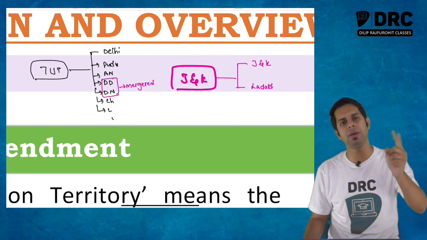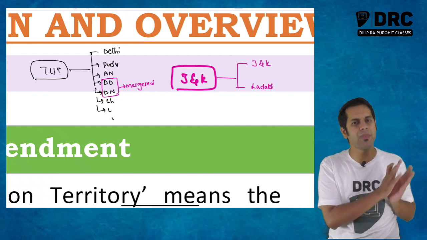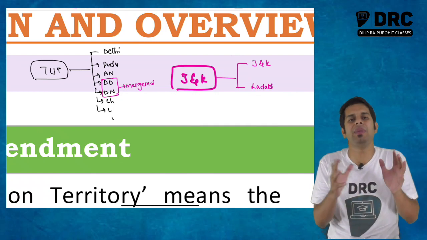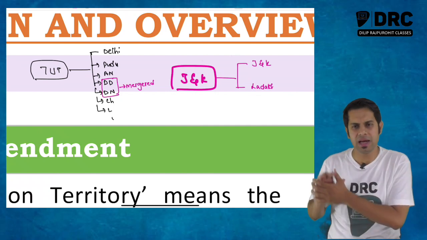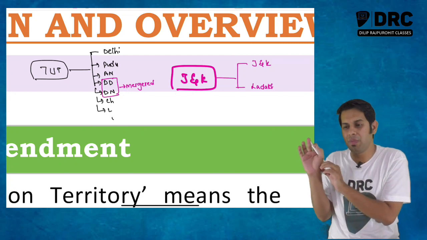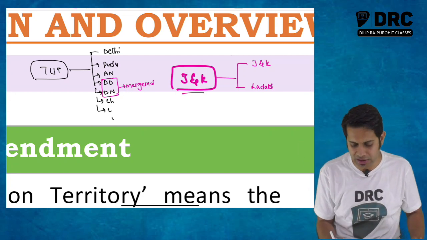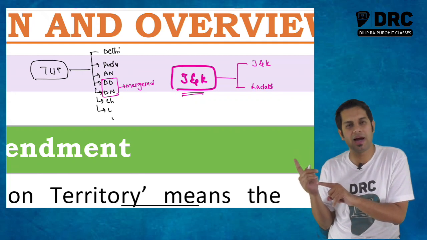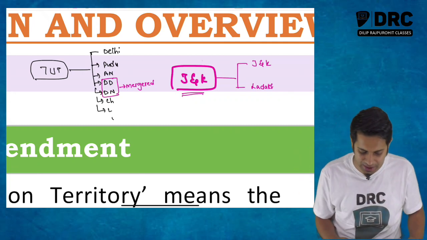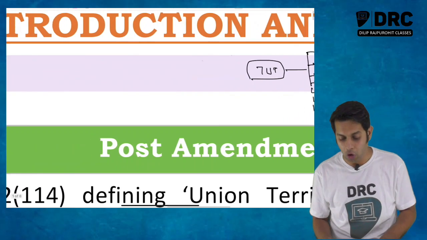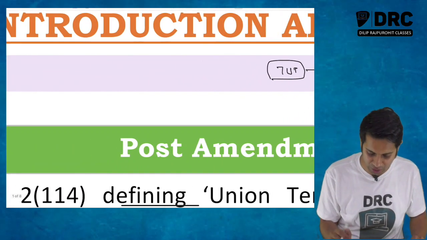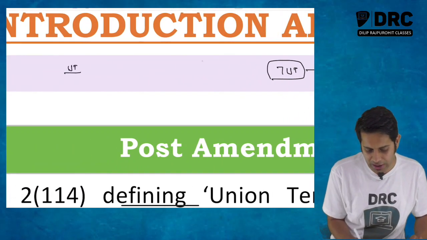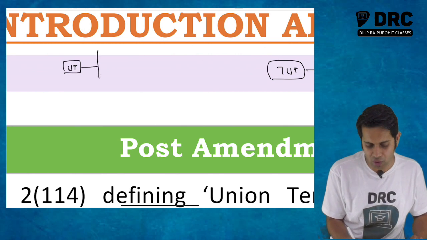Before, Diu, Daman and Dadar Nagar Haveli were treated as separate union territories, but they have been merged. They have been merged under GST as one single union territory. Jammu and Kashmir demerged. Diu, Daman and Dadar Nagar Haveli merger has happened. So now, if I ask you how many union territories are there in India, what will you tell?